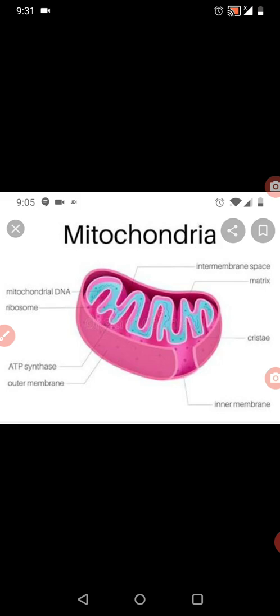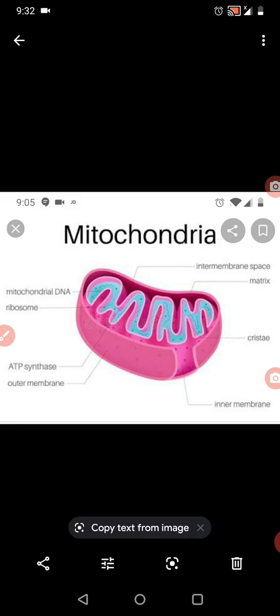Now children, the folds in this inner membrane are known as the cristae. In the endoplasmic reticulum and Golgi apparatus, we said cisternae; here they are known as the cristae. Now children, mitochondria has its own DNA and ribosomes. I repeat, mitochondria is a cell organelle having its own DNA and its own ribosomes. So obviously it synthesizes its own protein. Mitochondria doesn't need to borrow ribosomes from anywhere, because it has its own DNA and ribosomes, so it synthesizes its own protein.